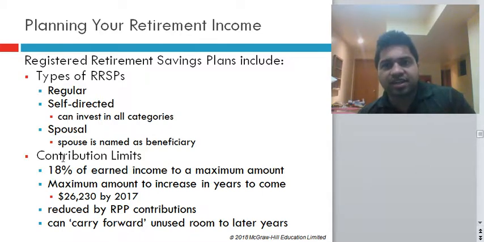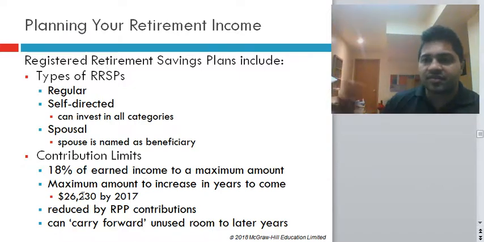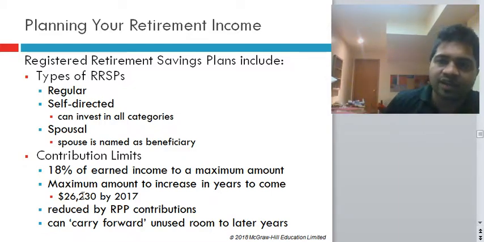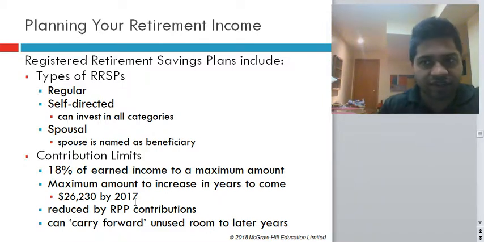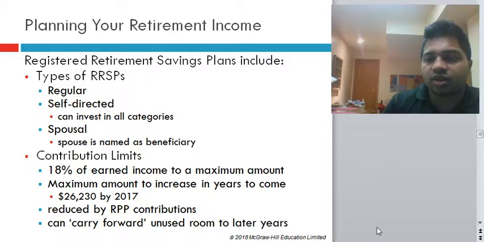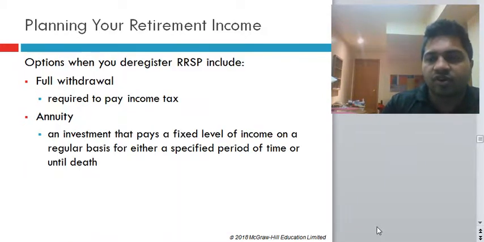There is a contribution limit. You cannot contribute as much as you want. It is 18% of your salary or 26,230, whichever is lower. This contribution limit is reduced by whatever you are already putting toward your pension with your employer, that is RPP contributions, and whatever you don't use, you can carry forward to next years.